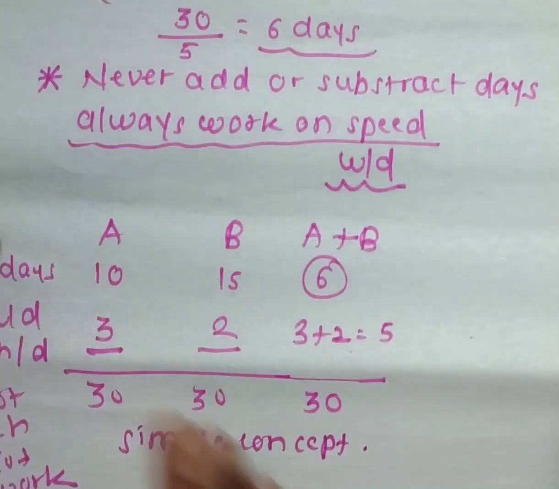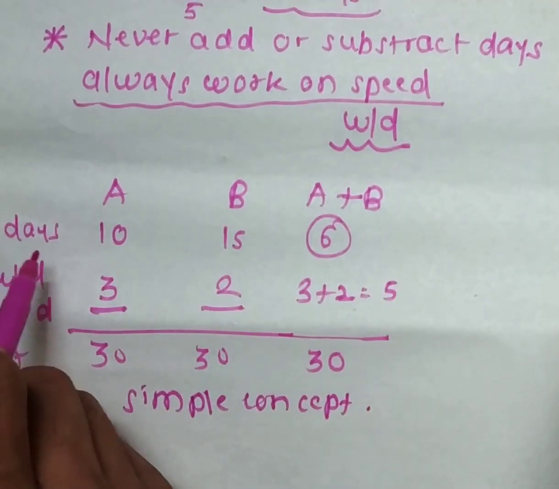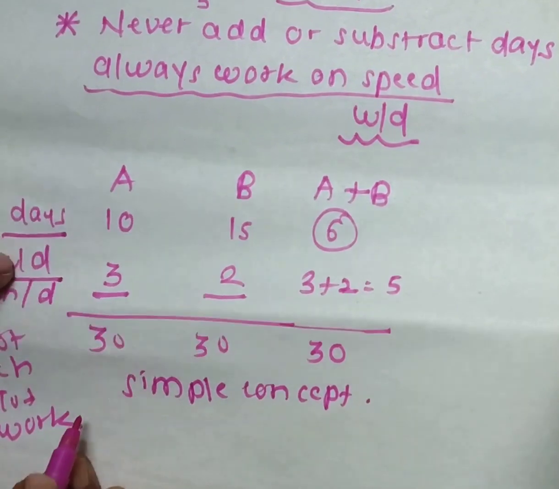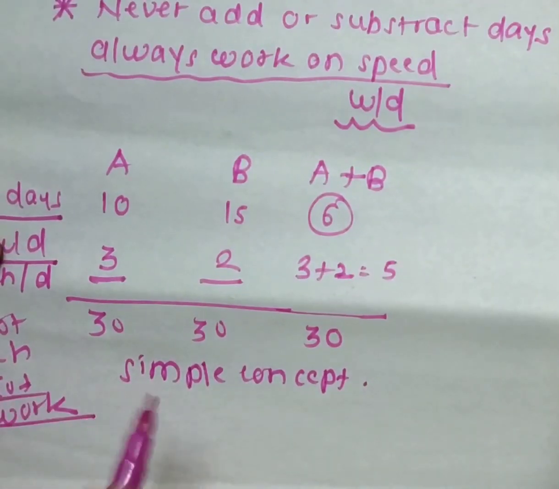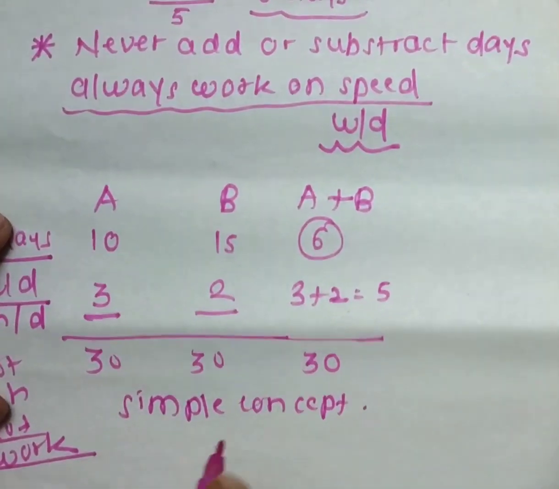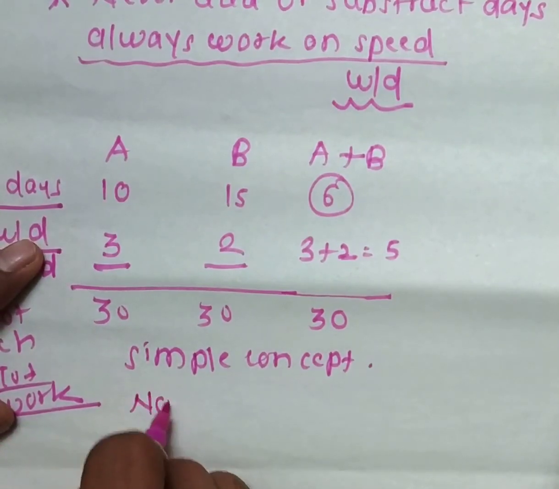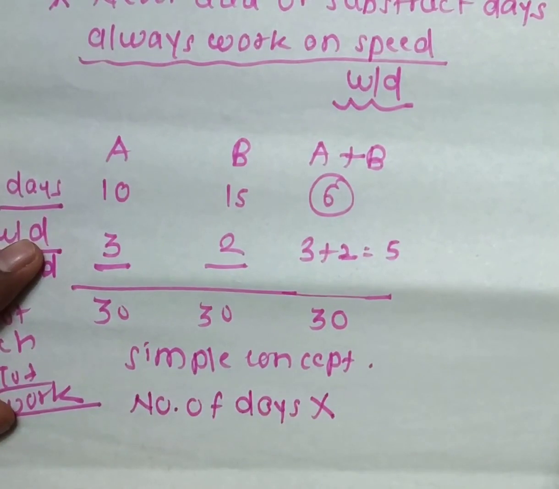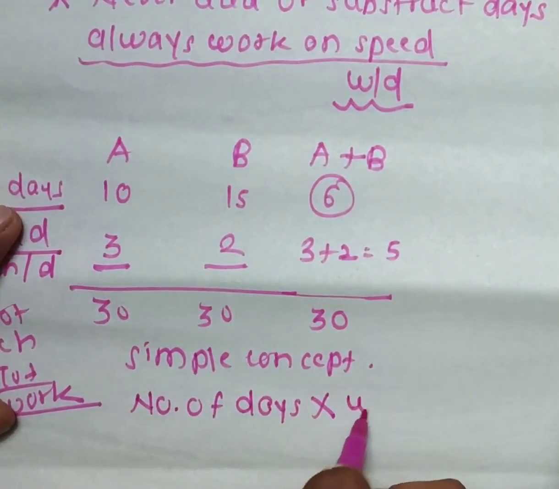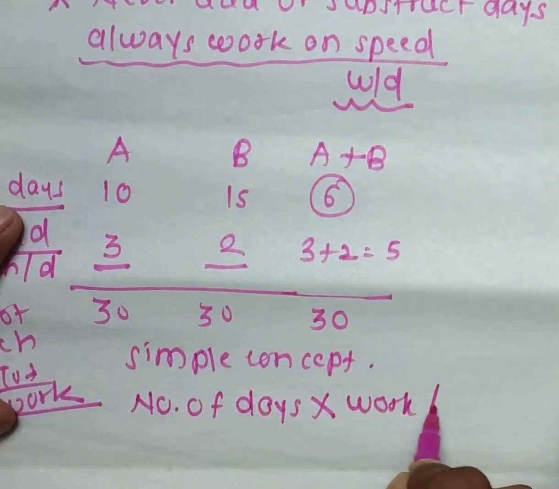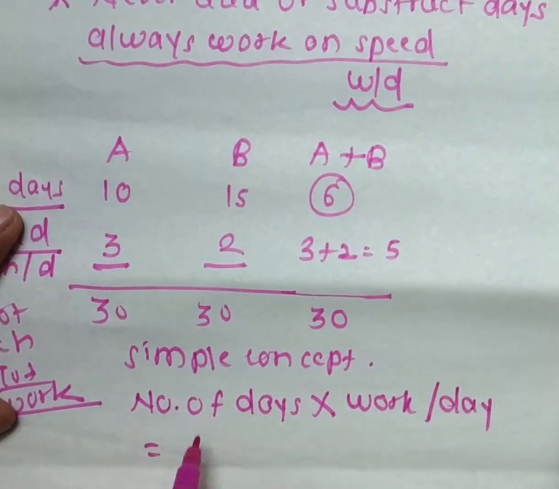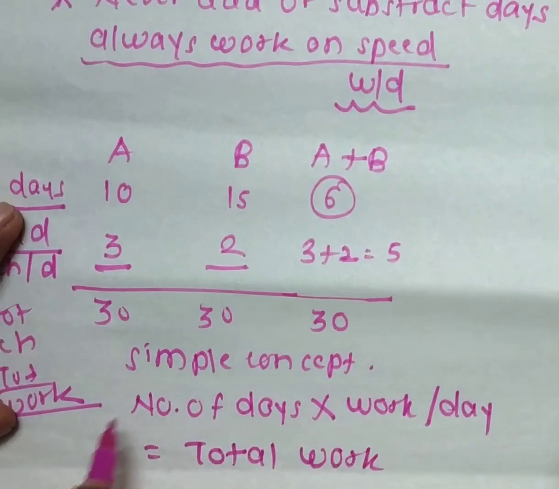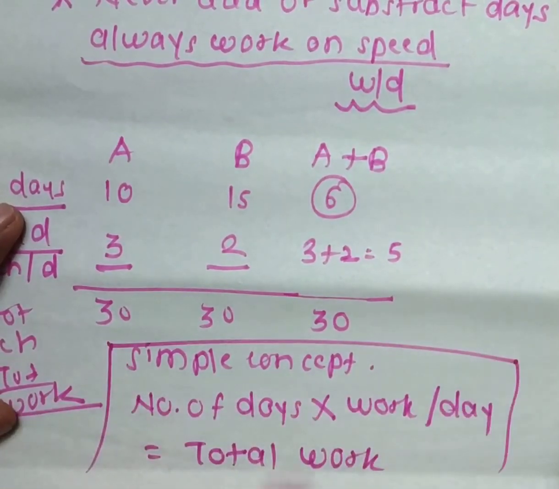From this example, number of days into work per day is equal to total work. What we got here, simple concept is number of days into work per day is equal to total work. Please note it down, it is very important.